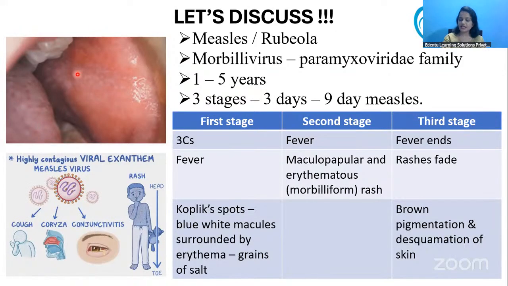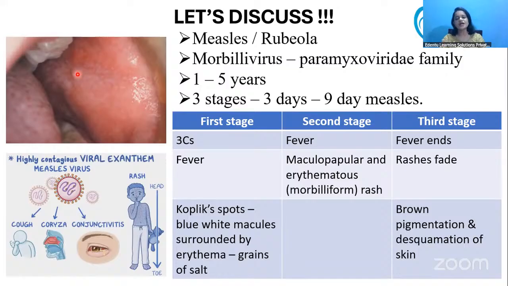In the second stage, there will be continuation of fever, and you will start seeing the rashes. Maculopapular and erythematous rashes will be seen. In the third stage, the fever will end and the rashes will fade, and there will be brown pigmentation and desquamation of the skin in the areas of the rash.